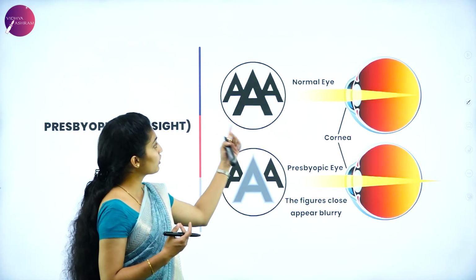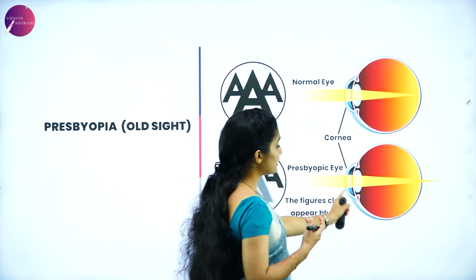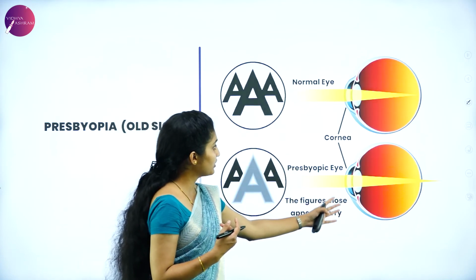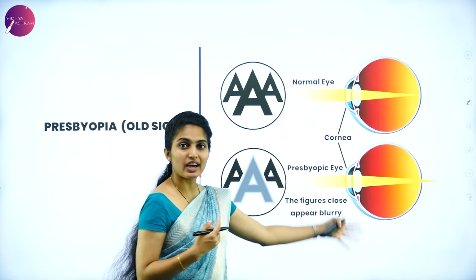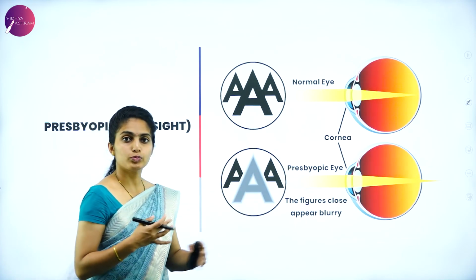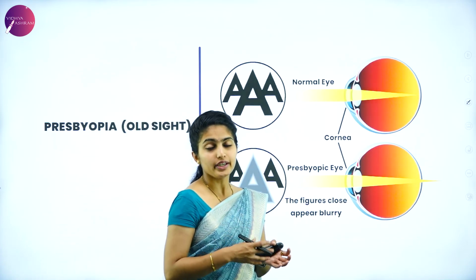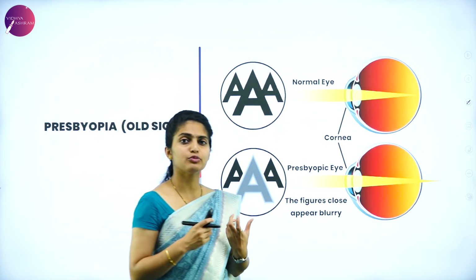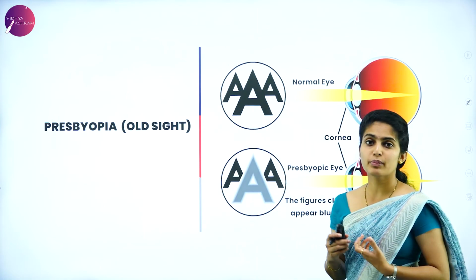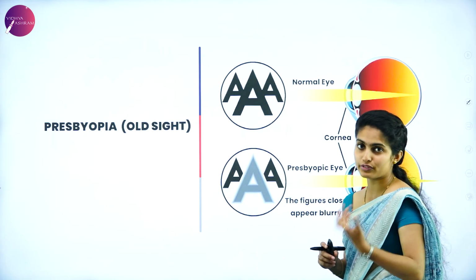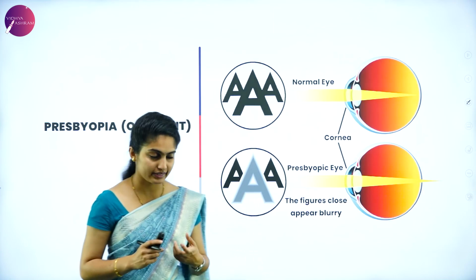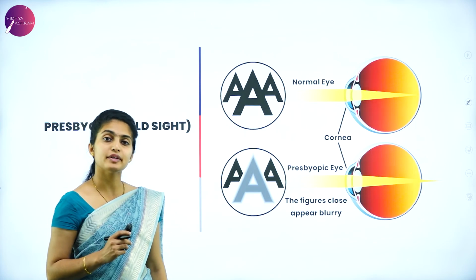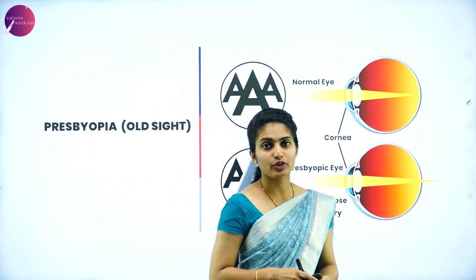if suppose this is a normal eye, you can see all three A's over here. What happens to this eye? The muscle layer gets weakened. Because of the weakness of the muscle layer, what happens? The presbyopic eye occurs. That means the objects appear to be blurred, okay? Out of too many objects, one or two or three appear to be blurred. You get the complete blurred vision of it, okay? So that is all about presbyopia, because of the weakening of the muscles which hold the lens. Clear with that? So the figure which is closer appears to be blurry. That is all about presbyopia.